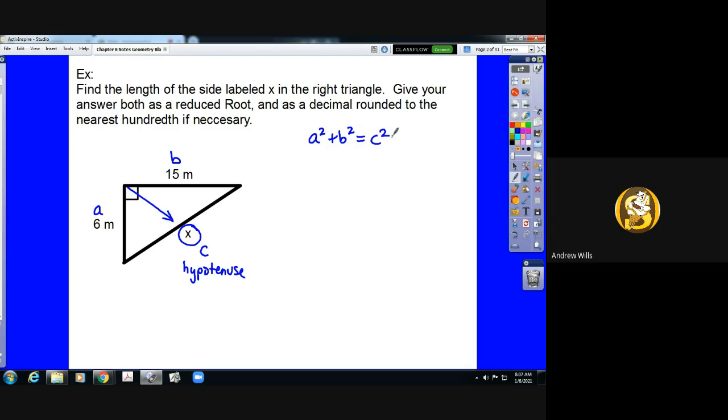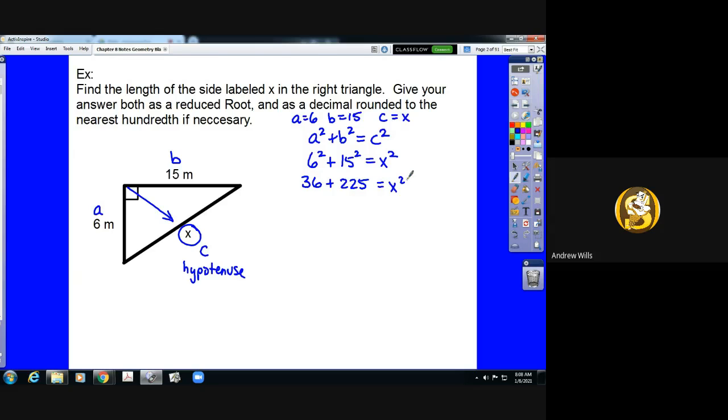Okay? So A is 6, B is 15, and we don't know C. C is our variable. Okay? Plug those in. 6 squared plus 15 squared equals x squared. And we're going to solve this equation. So 6 squared would be 36. 15 squared would be 225.